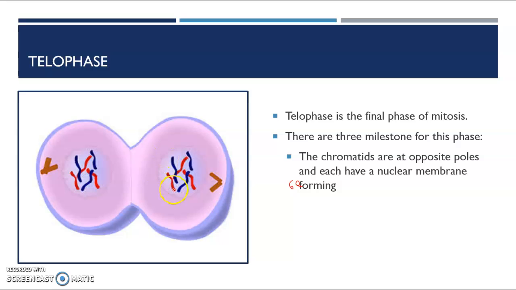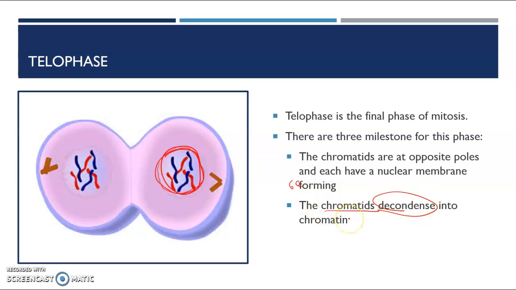If you look closely right here, you can see the nuclear membrane that's coming back. This is important because we want that nuclear membrane there to protect our genetic material. Because our other milestone is that the chromatids are going to decondense back into chromatin. So once we have the nuclear membrane back, we're going to decondense into our free-floating genetic information, or our chromatin. This is the relaxed stage, and it's easier to do stuff with.